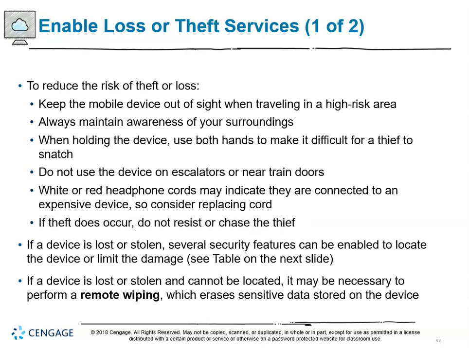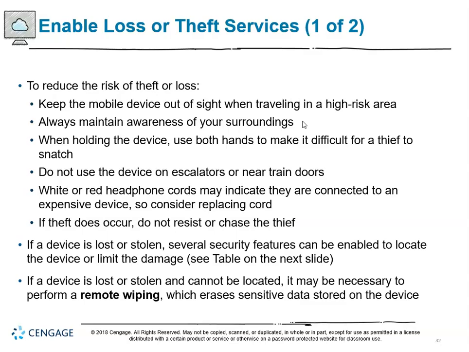We'll also look at how we enable loss or theft services. Part of this you actually see in the LabSim this week. So to reduce the risk of a theft or a loss, here are some common sense precautions that you can take with your mobile device. You should keep it out of sight when you're traveling in a high-risk area. Always maintain awareness of your surroundings. Like if you're on a subway car and you've got your head buried in your smartphone, you might not notice the 2 or 3 people in there that are eyeing your new iPhone 11 that's looking pretty sweet.